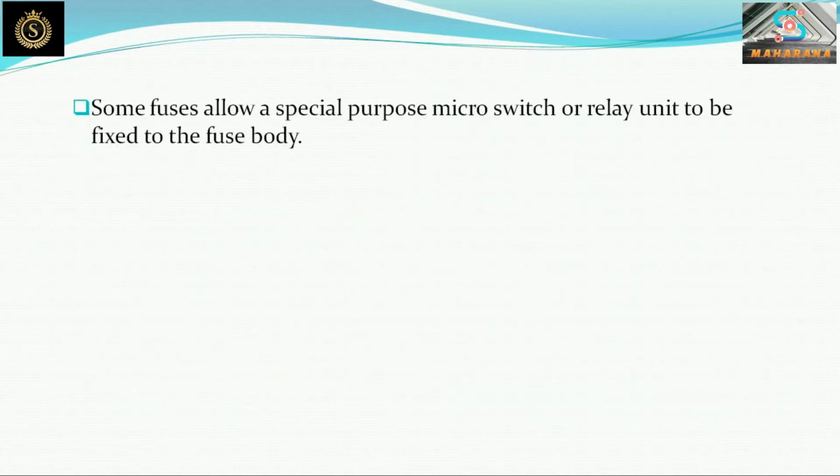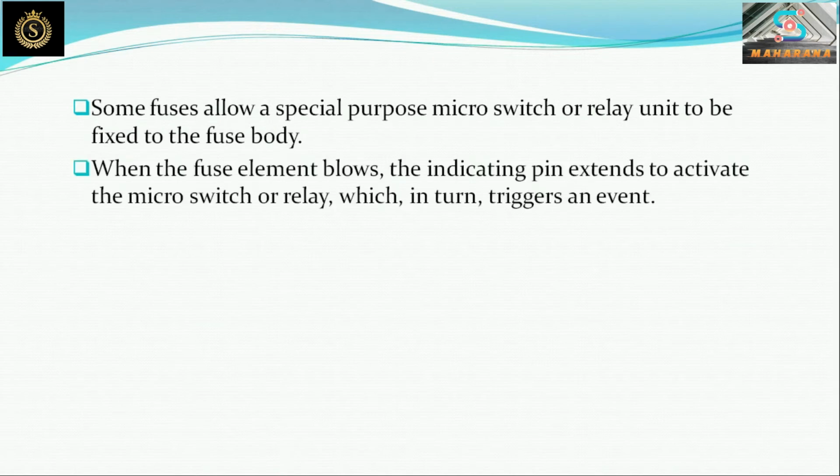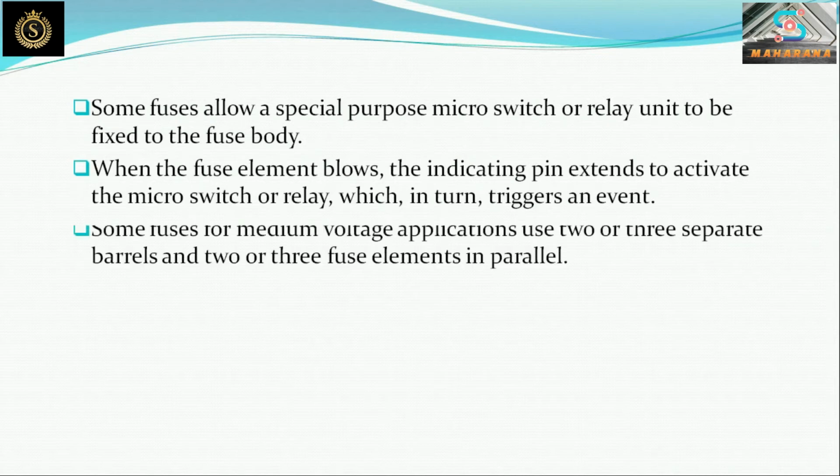Some fuses allow a special purpose micro switch or relay unit to be fixed to the fuse body. When the fuse element blows, the indicating pin extends to activate the micro switch or relay, which, in turn, triggers an event. Some fuses for medium voltage applications use 2 or 3 separate barrels and 2 or 3 fuse elements in parallel.